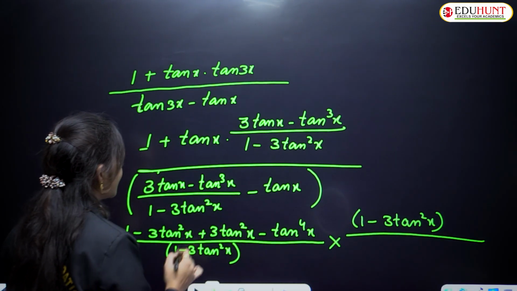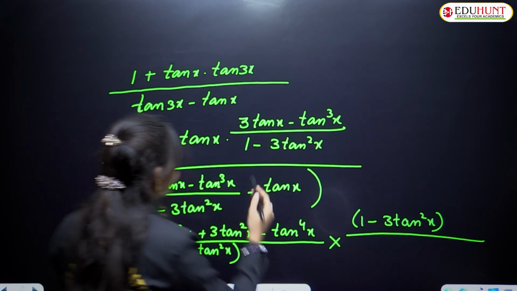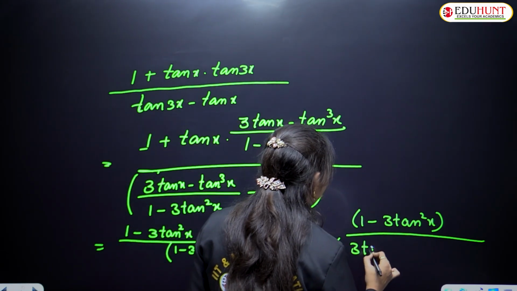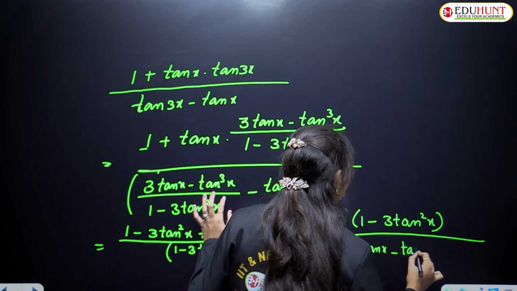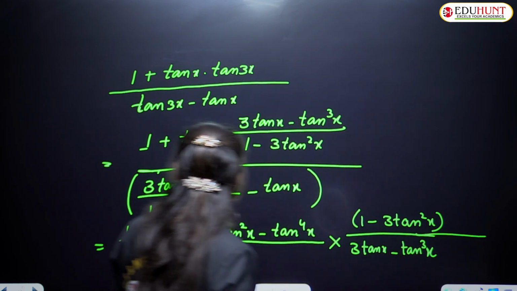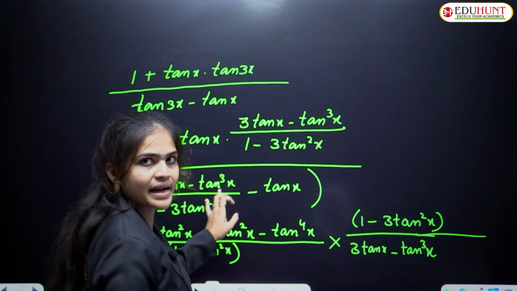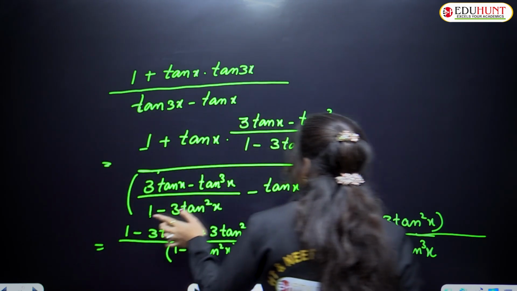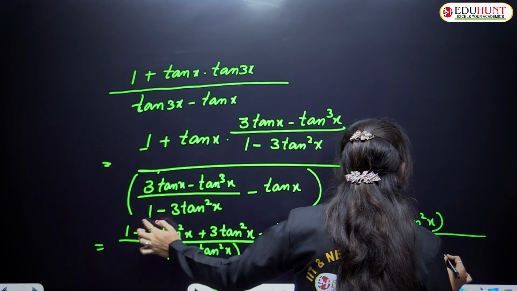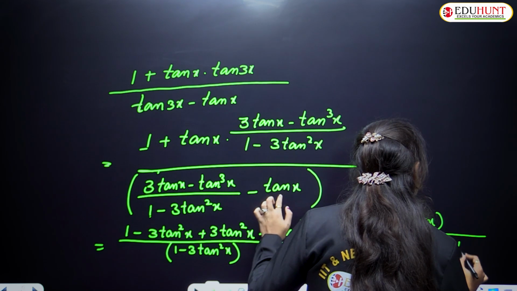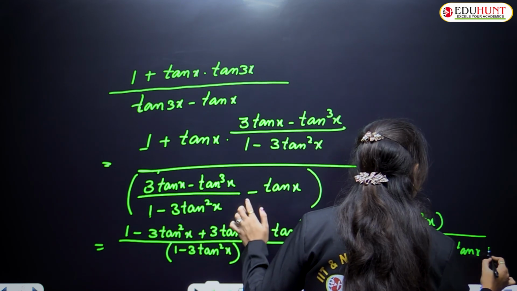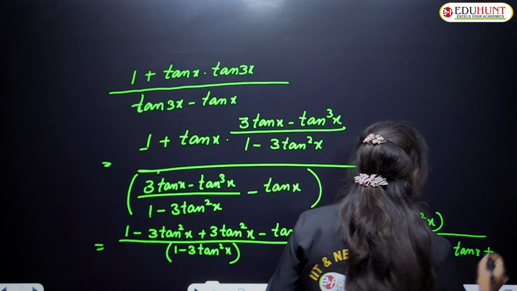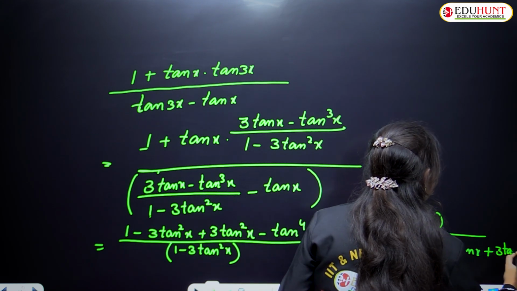Take that cross multiplication. So here 3 tan x minus tan cube x. So here 3 tan x minus tan cube x, and here minus into plus is minus, 1 into tan x is tan x, and here minus into minus is plus, 3 tan square x into tan x is equal to 3 tan cube x.